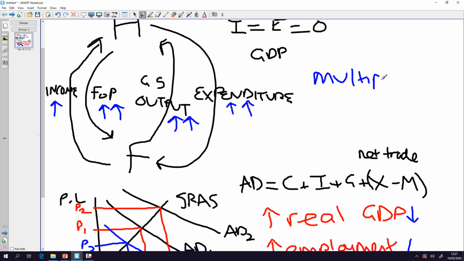Now, guys, in this diagram, really what I've tried to do is to give you an overview of what we've done on aggregate demand. Hopefully you found this useful, but I'll shut up talking there and I'll hit stop. Thank you very much.